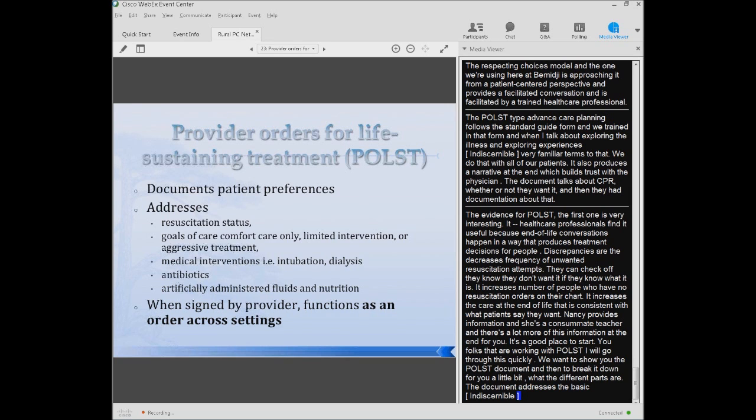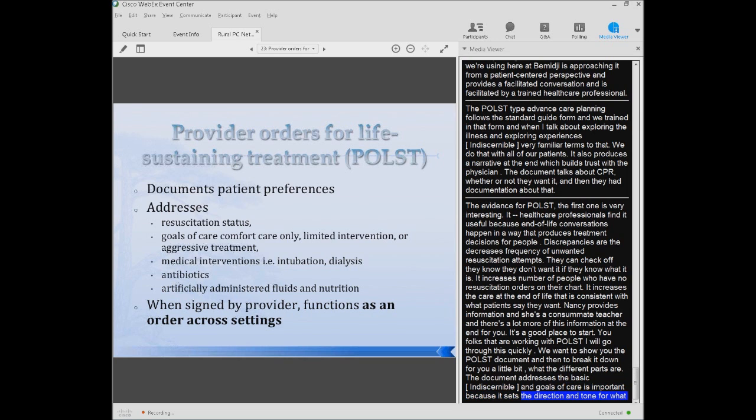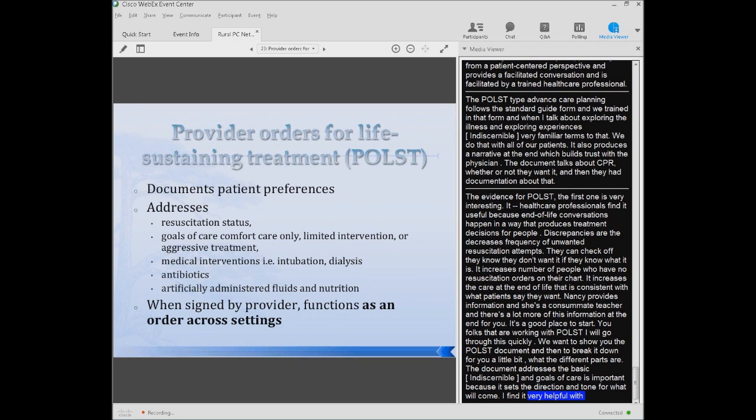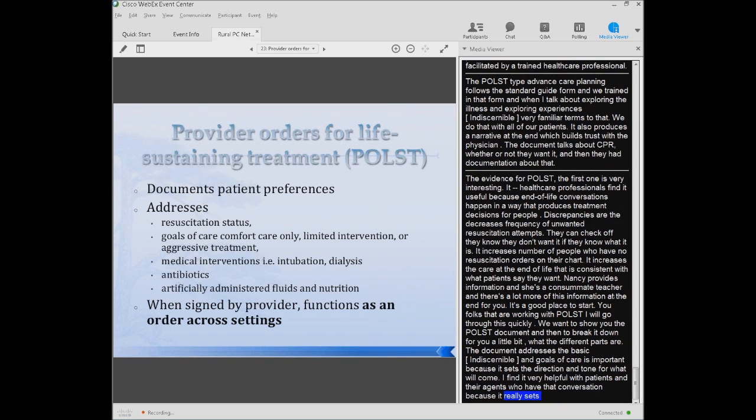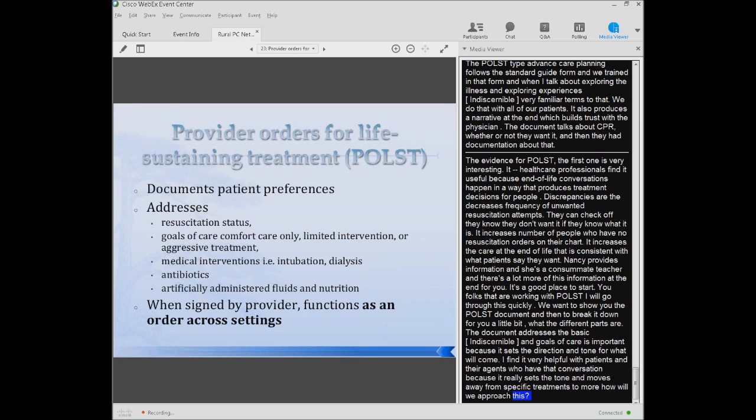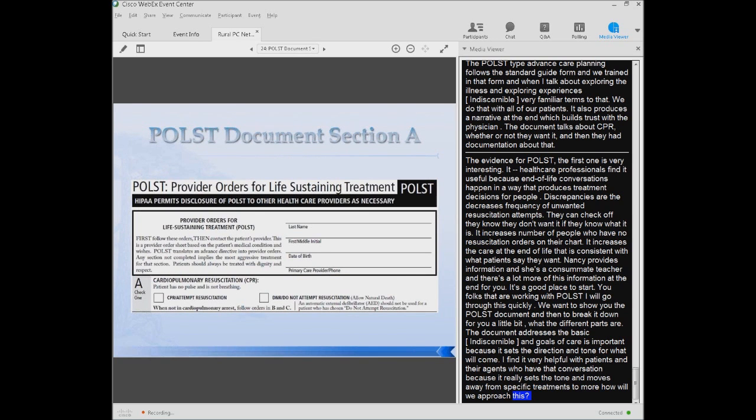I find that very helpful with patients and their agents to have that particular conversation because it really sets the tone, moves away from specific treatments to more how are we going to approach this. Okay. And when it's signed by a provider, it functions across settings, which is really a wonderful thing.